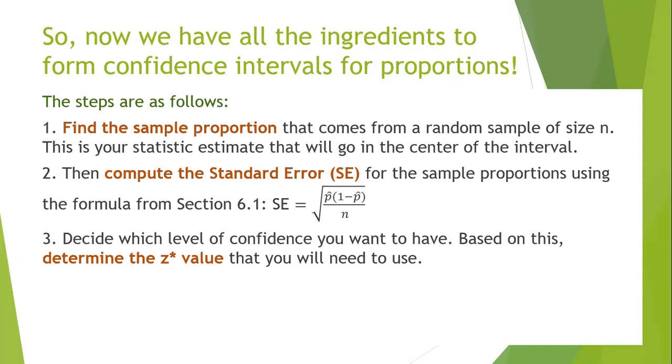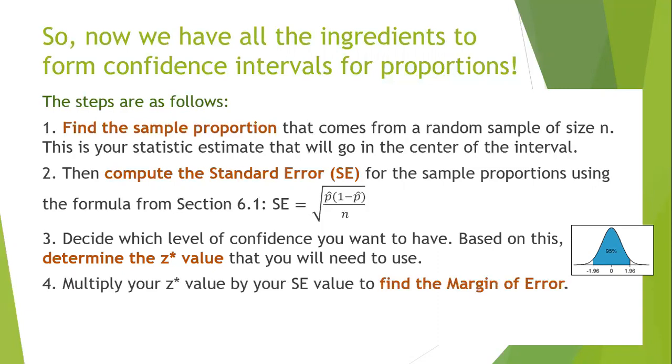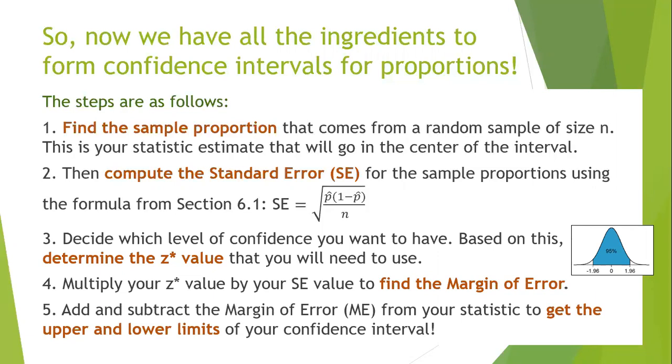Next, decide what level of confidence you want to have. Would you like a 90% confidence interval, a 99% confidence interval? Based on the level that you have chosen, determine the Z star value that you will need to use. You're going to want to use your StatKey or other technology to determine that Z score. Then, critically, multiply that Z value by the SE value to find the margin of error. Z score times standard error equals margin of error. Once you know your margin of error, add and subtract that value from your statistic to get the lower and the upper limits of your confidence interval.